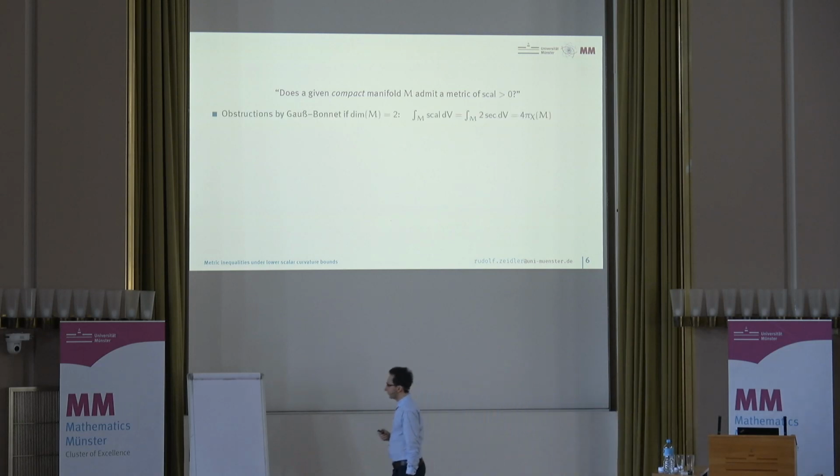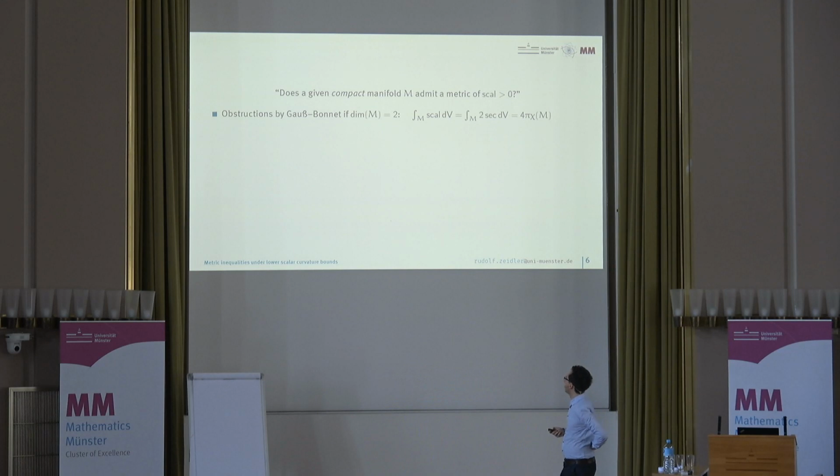So the first answer, in dimension 2, is again classical. You can use the Gauss-Bonnet theorem, which tells you that if you integrate the scalar curvature, which in that case is the same as 2 times the Gaussian curvature, you get a certain topological quantity, namely 4 pi times the Euler characteristic. And that already tells you something, because if the scalar curvature is positive, then the Euler characteristic has to be positive as well. And this rules out all orientable surfaces except the sphere. So from this you already know that the only orientable surface which admits positive scalar curvature is the sphere.